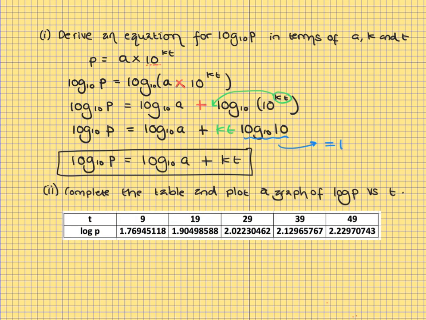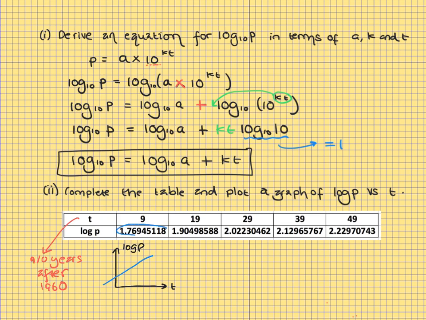So part 2 of the question asks us to complete the table and plot a graph of log p versus t. Remember, t is the number of years after 1960, and we have the information here. We're then going to plot the graph, which is going to have log p on the y-axis and t on the x-axis, and we're going to observe the straight line graph that we have.